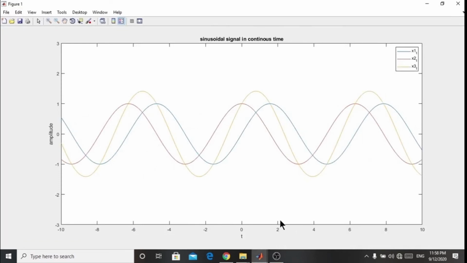So we will get the graph like this. x1 of t is sine, x2 of t is cos of t, then its summation. Sine of t plus cos of t is this yellow colored graph. Blue colored graph is sine of t, red colored graph is cos of t, and yellow colored graph is sine of t plus cos of t. So you can do signal addition in this way.